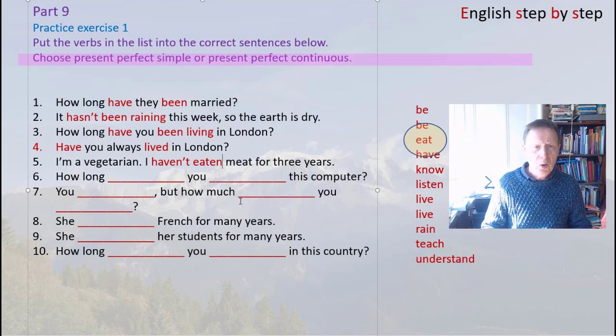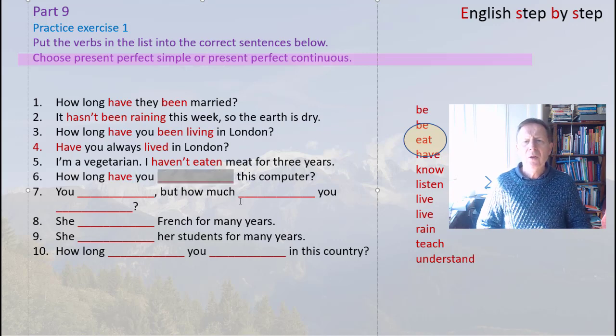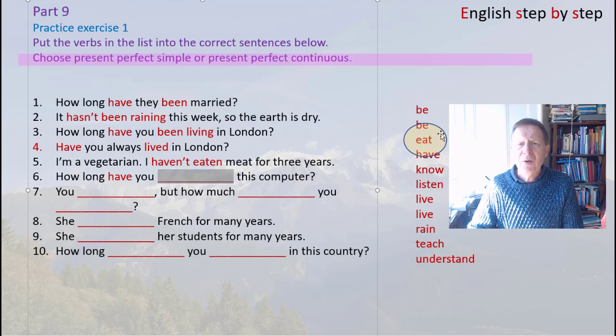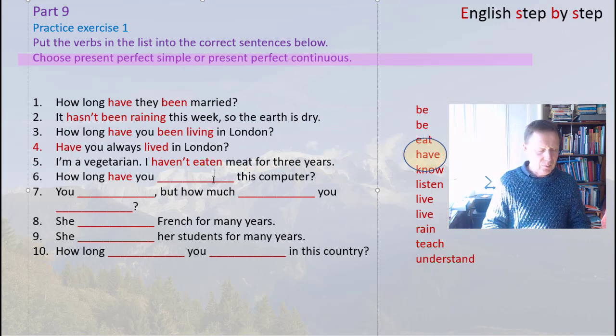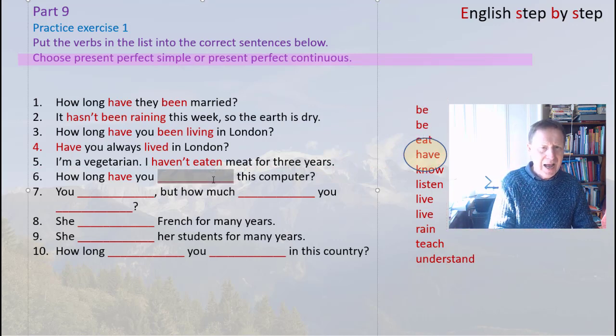What about number 6? How long? Well, the next word must be have. How long have you? And then you're talking about a computer, so the best verb is have, and that leaves us with the past participle had.